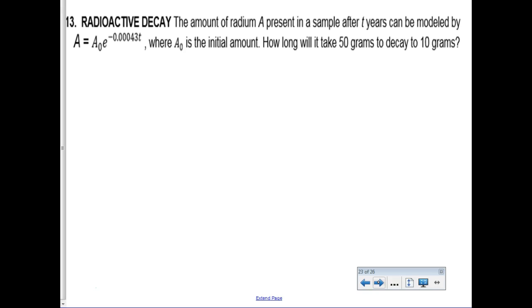So the amount of radium present after t years can be modeled by that equation, where a sub naught is the initial amount. How long will it take for 50 grams to decay to 10 grams? So remember, a sub naught is the initial amount. That would be the 50. So 10 grams is our final amount. And in our formula, the beginning of the formula is the final or current amount. So the 10 goes here, and it equals 50 times e to the negative 0.00043 t power. And your job is to solve for t.